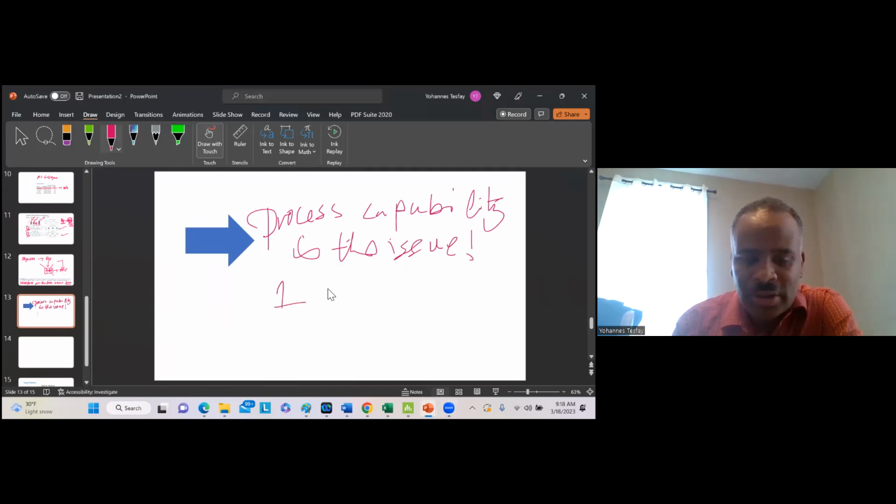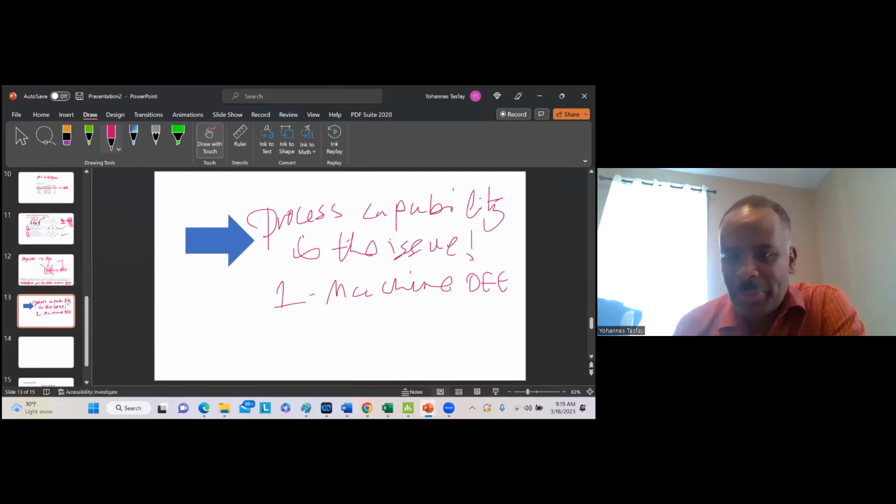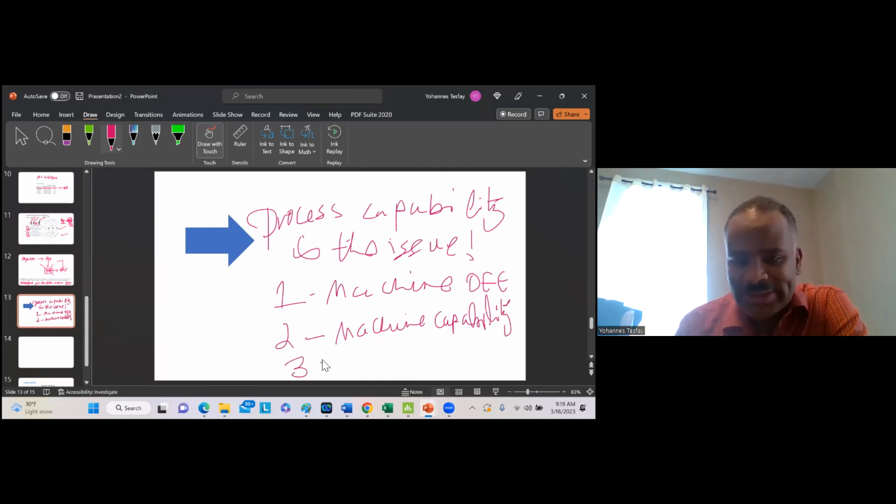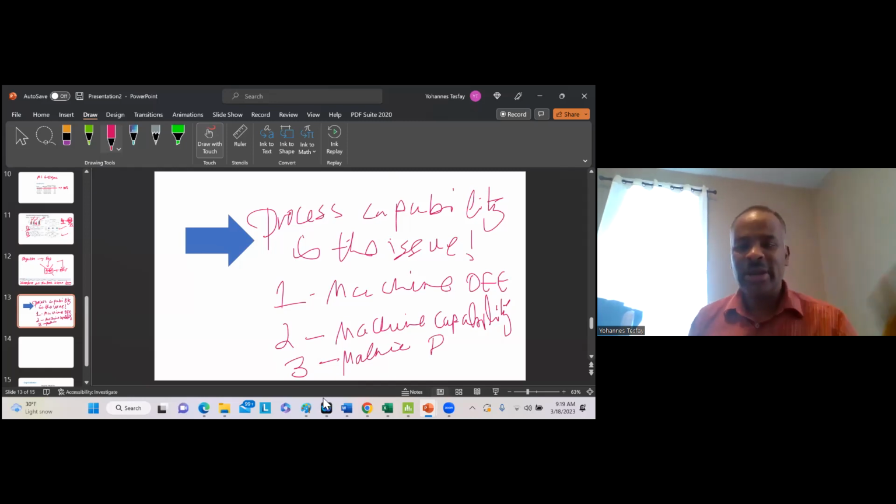So one is machine OEE, one aspect, appropriate usage of the machine. Second, machine capability. Third is machine preventive maintenance. Fourth, incoming material. Fifth, engineers, manufacturing engineers, you know, and so forth like that.